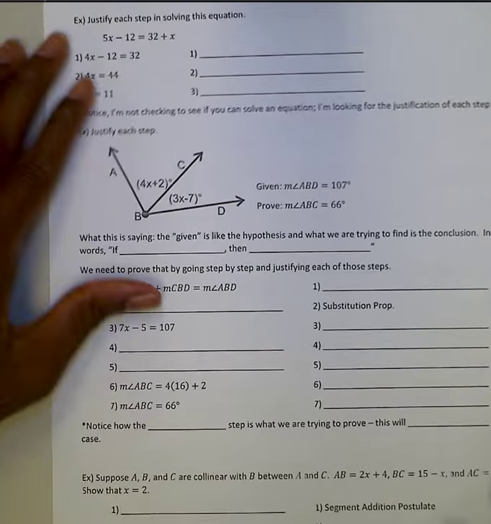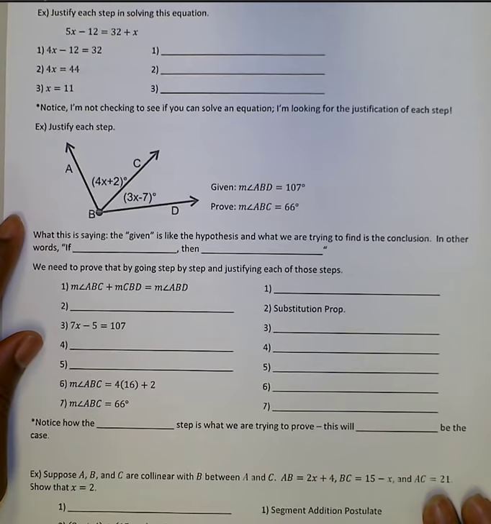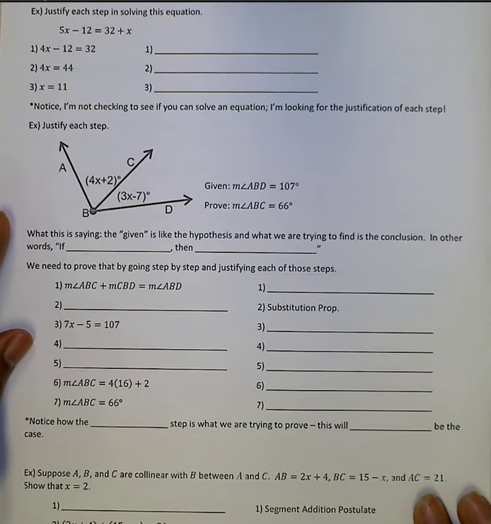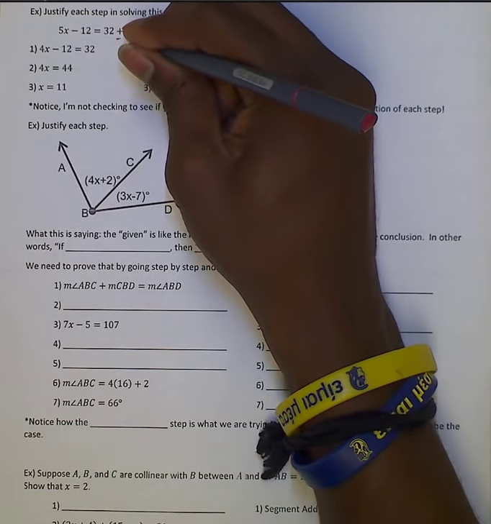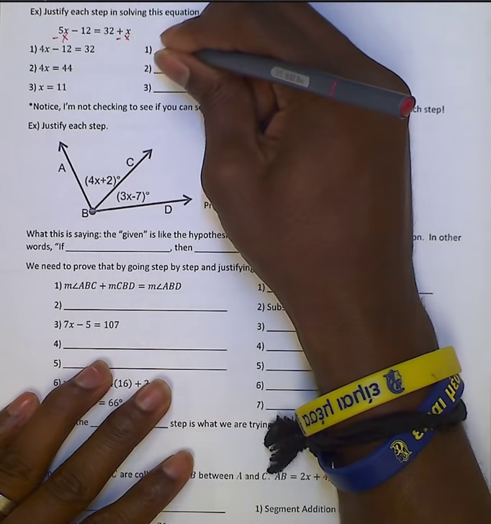On the back side, here we go. We're going into solving a problem. Not really solving it, it's solved for us, but justifying each step in the process of solving a problem. So we're given this algebraic expression as 5x minus 12 equals 32 plus x. We have 4x minus 12 equals 32. So what happened in this problem? Usually if you're given a problem like this, it might be good to walk through what you would do. Looks like the first step in this was subtracting x from both sides. So that is the subtraction property.